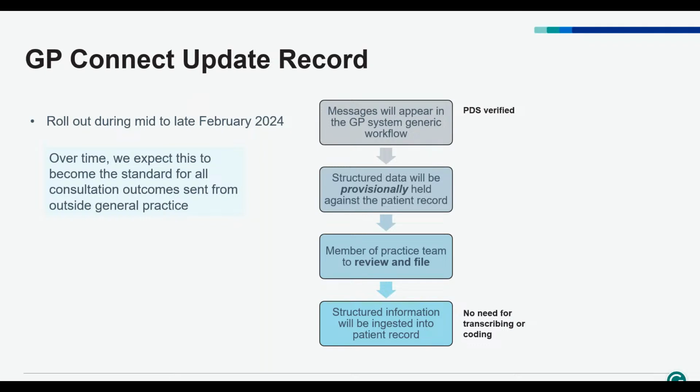And at the point at which it's filed, it will then be ingested and will be available to view by others, for example, accessing the record. It will be available via summary care record or access record if you're looking at that. And there's no need for transcribing or recoding. Obviously, this is the first iteration. So whilst the majority of the message is coded, there are some elements that are still free text that will hopefully be coded in future iterations.